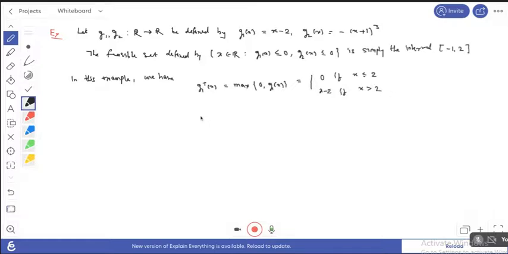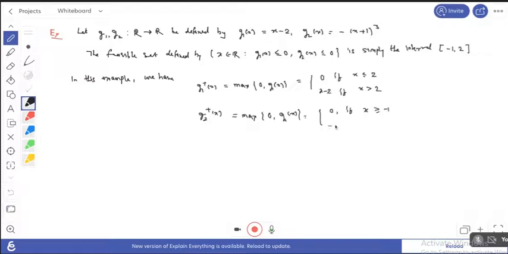Okay. Similarly, if we try to find the value of g2 plus, g2 plus is the maximum of 0 and g2(x). This means that when x is greater than or equal to minus 1, this value is positive 1, and then this negative sign makes the value negative. If we take x equals minus 1, this value is 0. So for x greater than minus 1, that value is 0. And if x is less than minus 1, this value is negative, and a negative cube is negative, and the negative sign makes it positive.